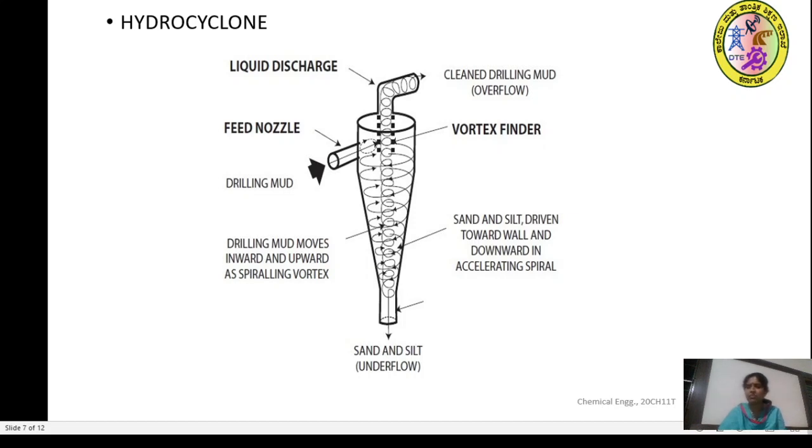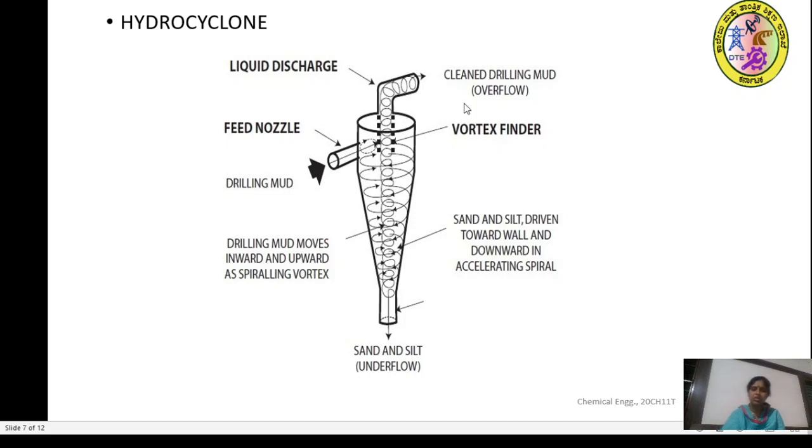The sand and silt which is driven towards the wall by the centrifugal force of action. As it is forced towards the wall, it will be carried downward in an accelerating spiral. It will be collected as the sand and the silt, and the clean drilling fluid, the mud, will be taken as an overflow.